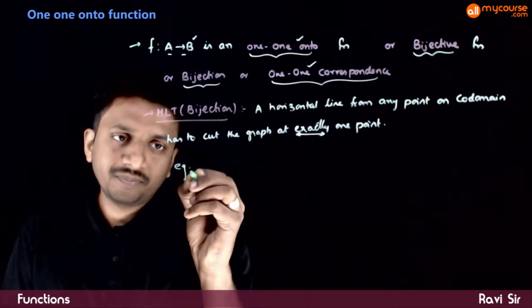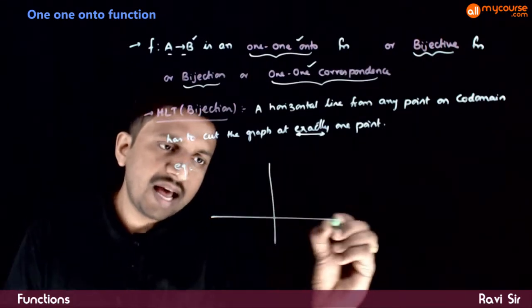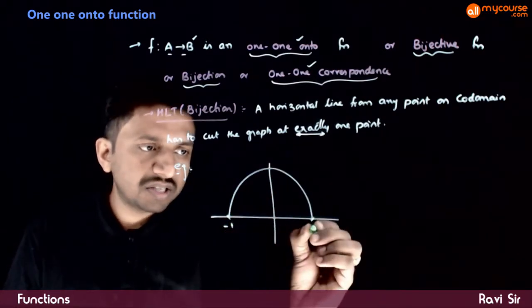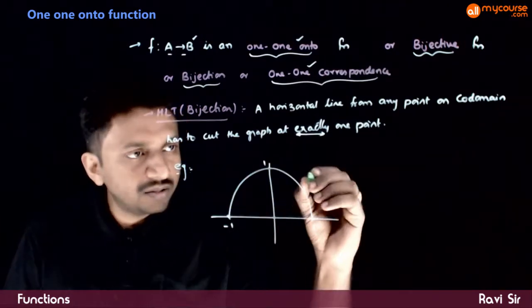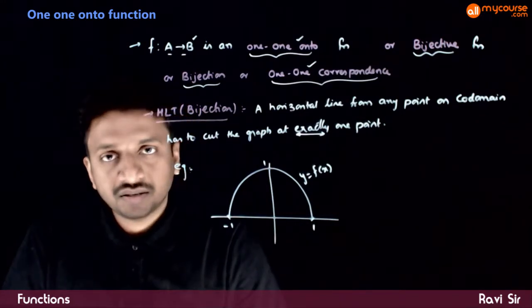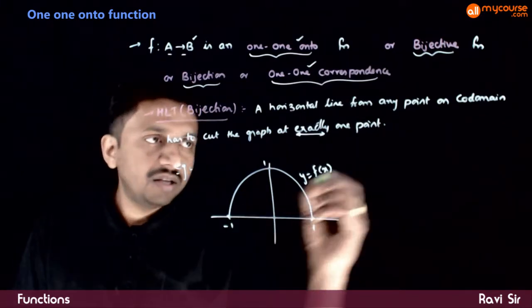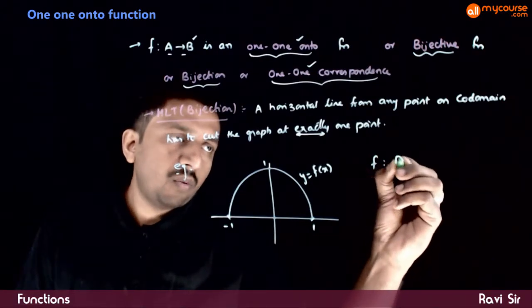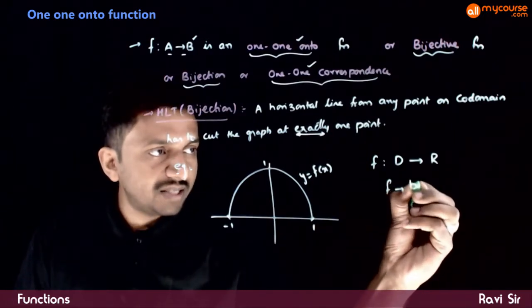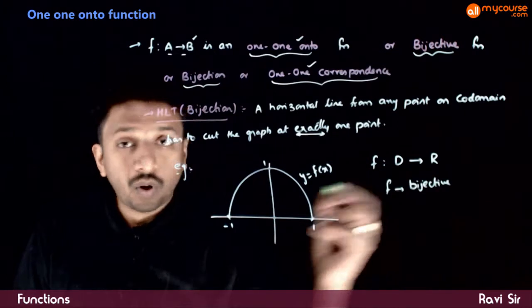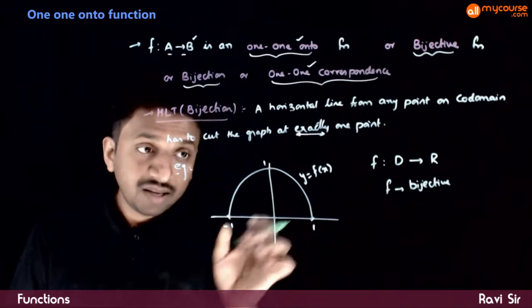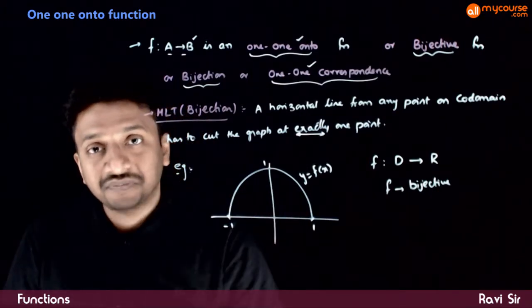For example, if you have a graph which looks like a semicircle, this is the graph of y is equal to f of x. So if my question is, f is defined on what domain and what range, so that f is a bijective function. Within what domain and what codomain can this function be called a bijective function?